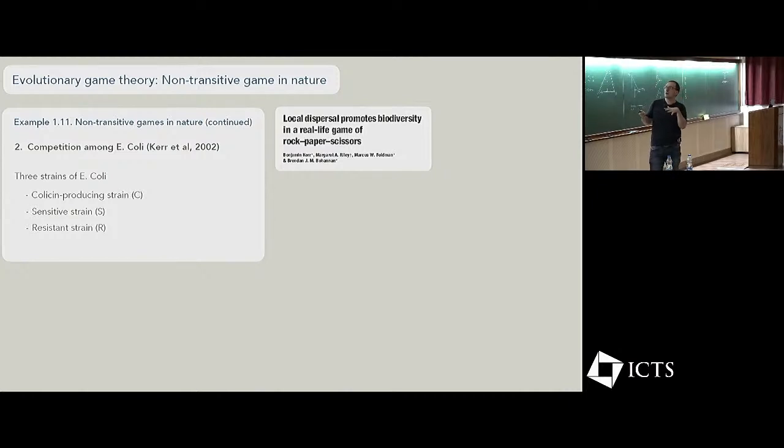Like if there are a lot of individuals who just produce the antitoxin, you don't need the antitoxin anymore. You can just become the plain vanilla bacterium. And so this also has non-transitive dynamics.